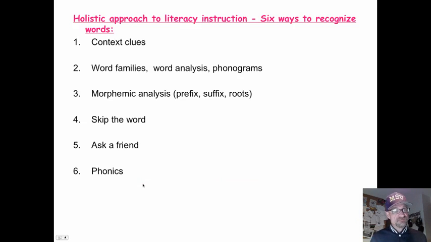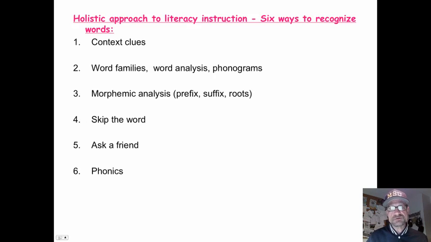Okay, just kind of a brief review. I promote a holistic approach to literacy instruction. We recognize there are 6 ways to recognize words, and we teach students all 6 of them. Use context clues, word families, phonograms or word analysis, morphemic analysis. It's okay to skip the word if you're still creating meaning. Ask a friend. And phonics.